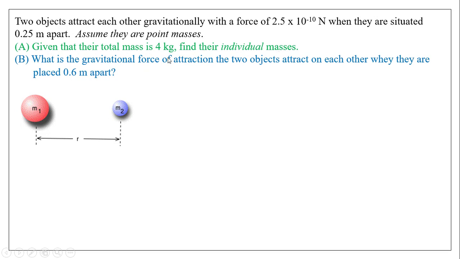So right away, I noticed this one's a little bit different. It gives us the total mass of the system. It didn't tell us what M1 and M2 is. And then part B, it says what is the gravitational force of attraction between the two objects if they are placed 0.6 meters apart. So it increases the distance to 0.6 instead of 0.25.